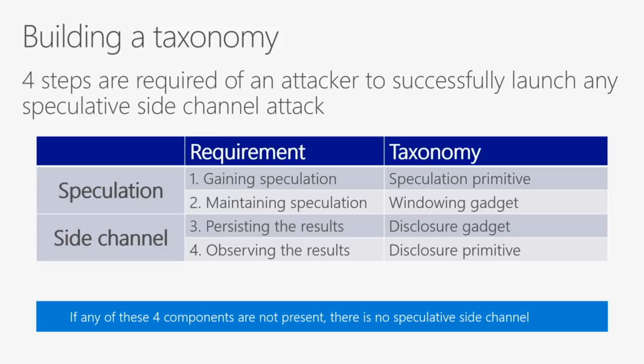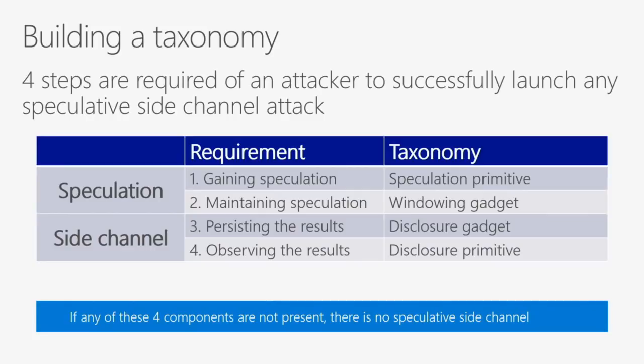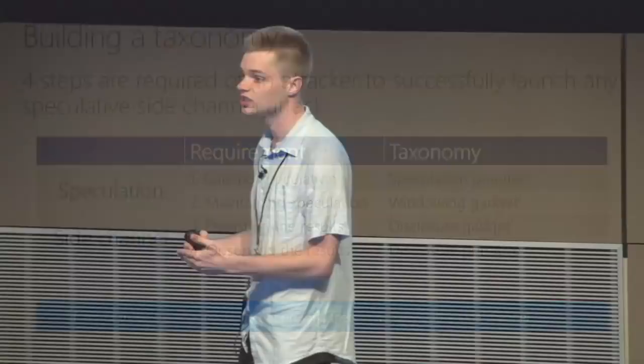And the second thing we'll need is a windowing gadget. And this is used to extend how long speculation can run before the CPU realizes it was speculating with an incorrect prediction value. The third thing we need is a disclosure gadget to persist the results made during speculative execution. So as we saw, that might be loading a cache line according to a private value. And finally, we need a way to observe those results to determine, for example, which cache line was loaded, and from that infer the secret that was loaded during speculative execution. And if any one of these four parts is not present, the speculative execution side channel will not be able to succeed.